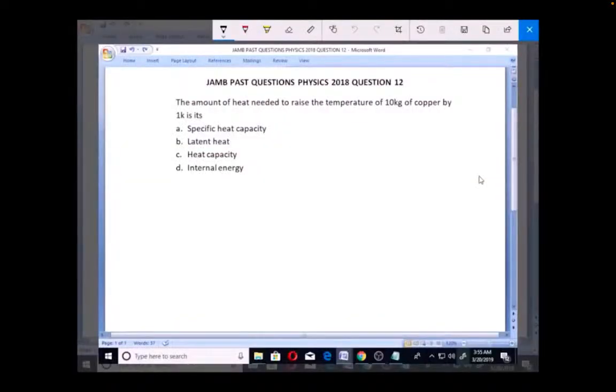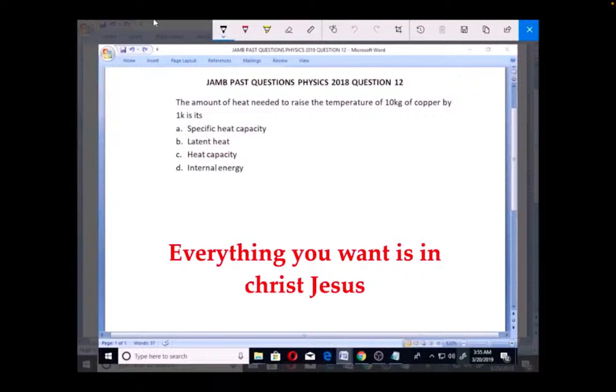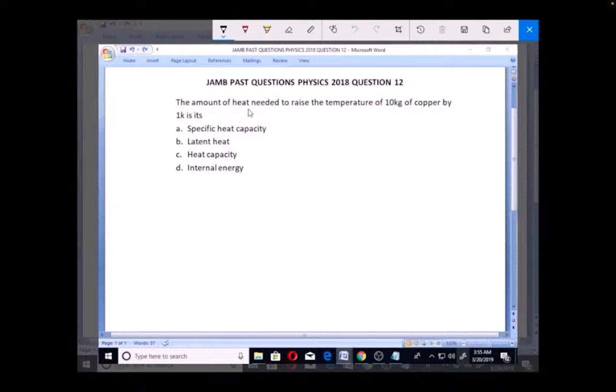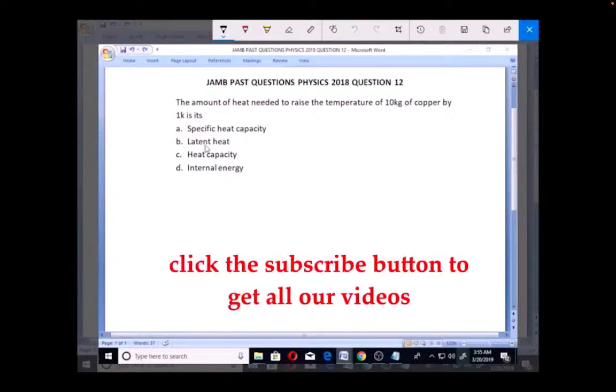Look at question number 12 for JAMB Past Question Physics 2018. The amount of heat needed to raise the temperature of 10 kilogram of copper by 1 Kelvin is its: A, specific heat capacity; B, latent heat; C, heat capacity; D, internal energy.